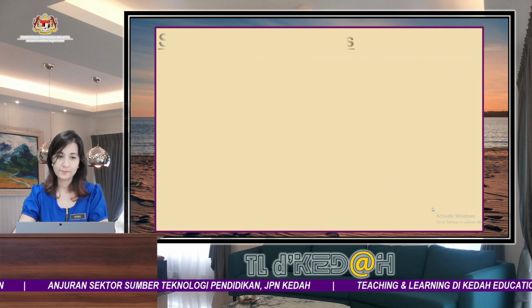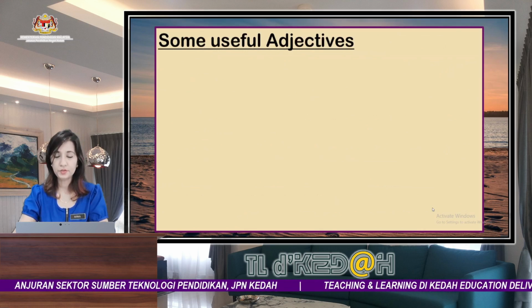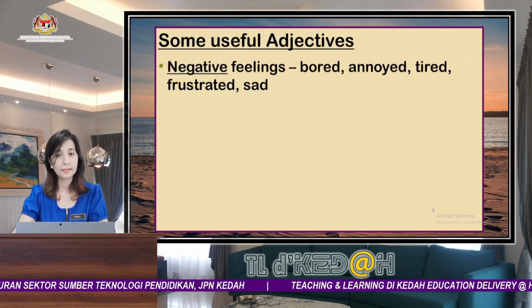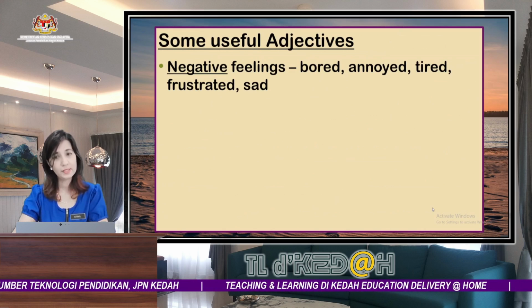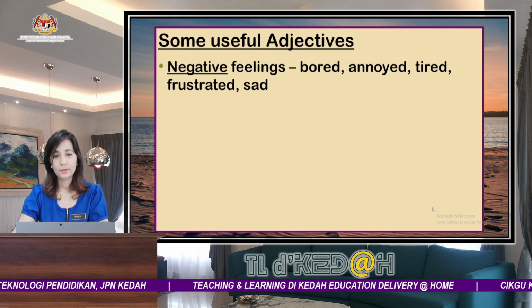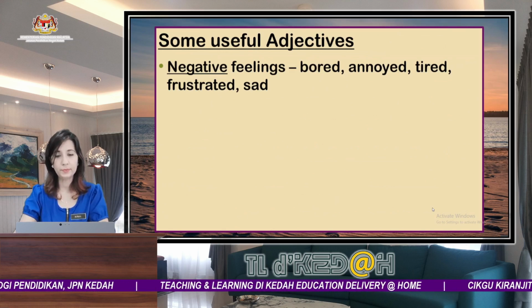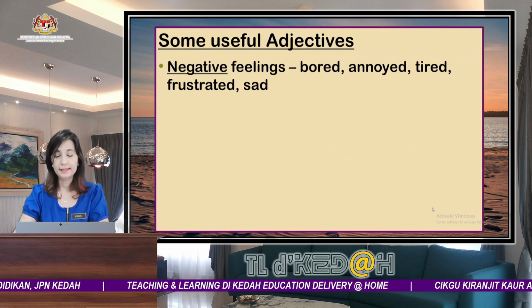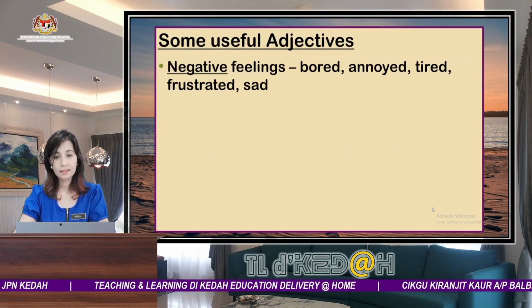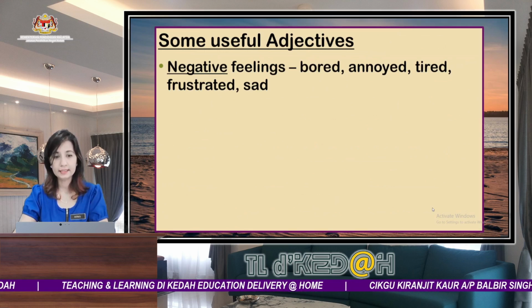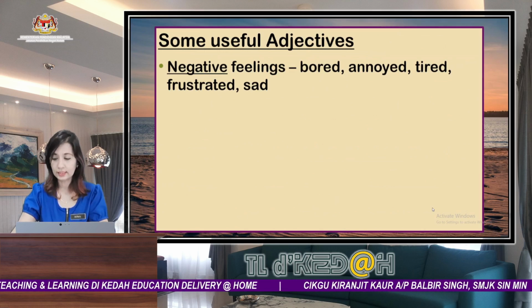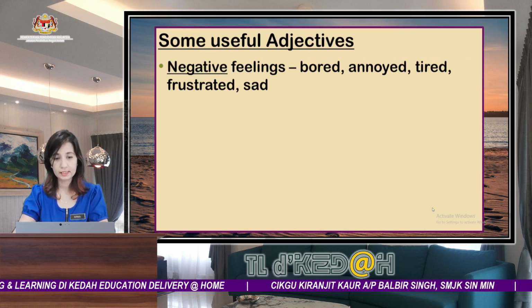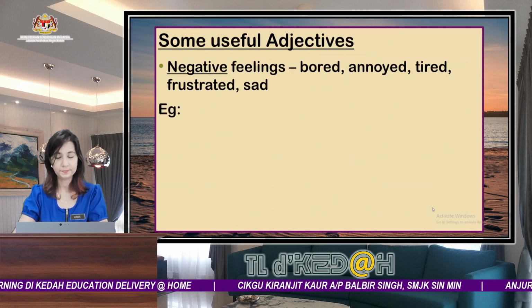Okay, we look at some more useful adjectives. This time to describe negative feelings. We are not always happy, you know. Sometimes we have our sad days. Okay, so our unhappy days. So some of the words that we can use to show negative feelings are bored, annoyed, tired, frustrated, sad. Okay, let's look at those words in context.